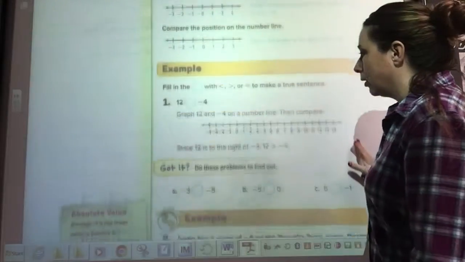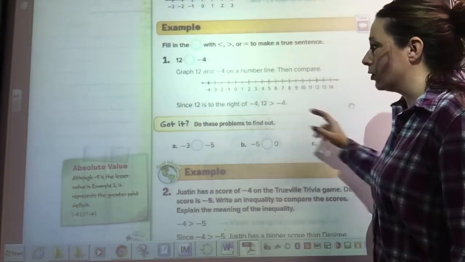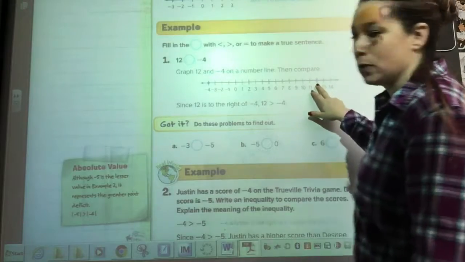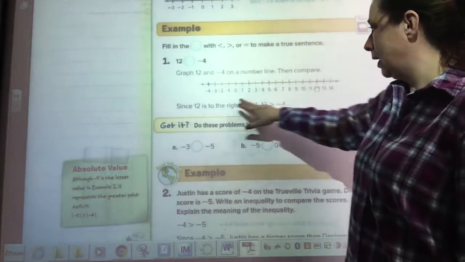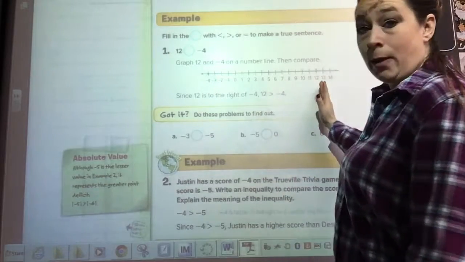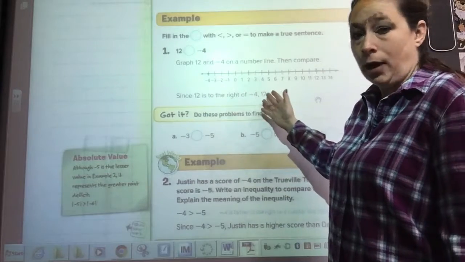All right, so let's look here. Find greater than, less than, or equal to make the statement true. So we've got 12 is what to -4? And they labeled that for us. 12 is way over here in the positives. And -4 is way down here, like you owe $4. So would you rather have $12 or owe $4? You'd rather have 12, right?